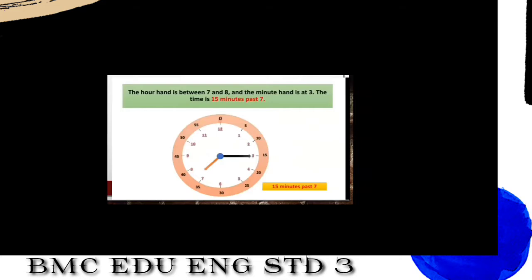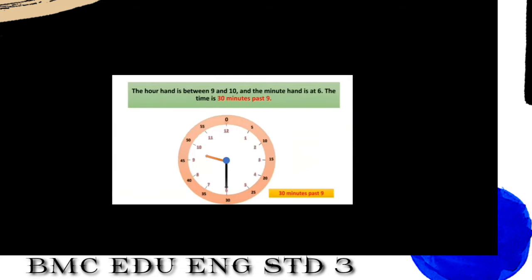Now see this, children. The hour hand is between 7 and 8. And the minute hand is at 3. Now you all can see, children. See, the orange one is the short hand, that is the hour hand. And the black one, that is the long hand, minute hand. It's between the 7 and 8. And the minute hand is at 3. So the time is 15 minutes past 7. So by looking at the clock, you will read the time in this way and you are going to write in this way. 15 minutes past 7.